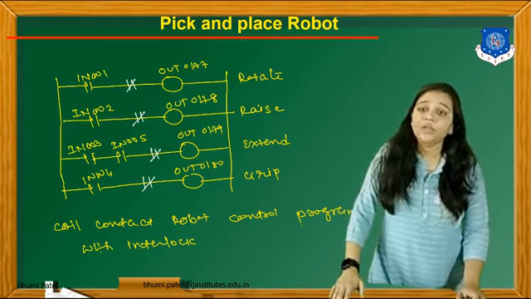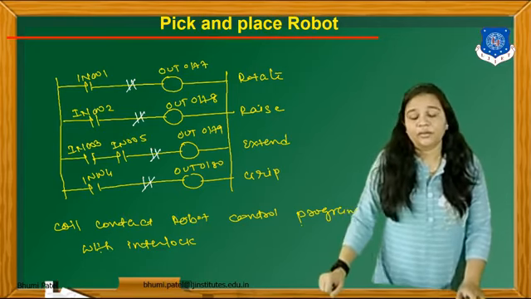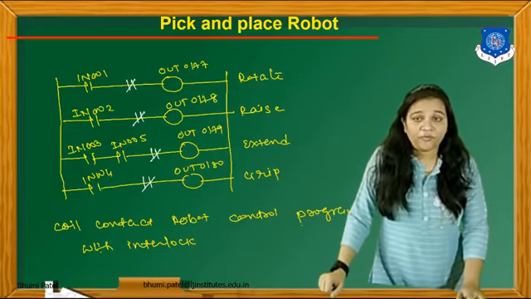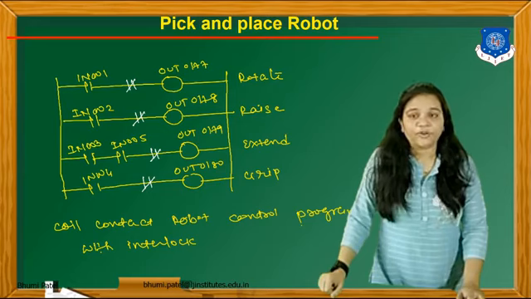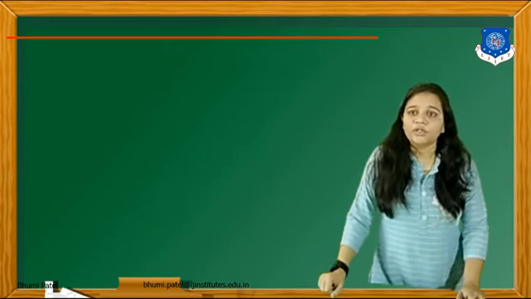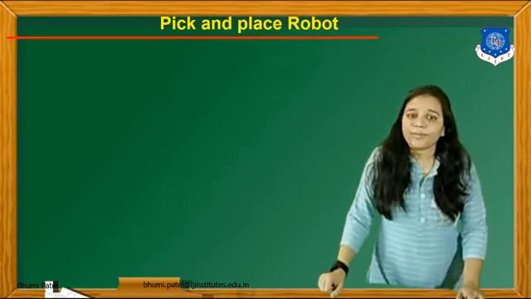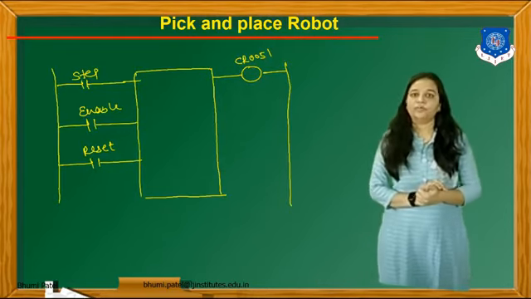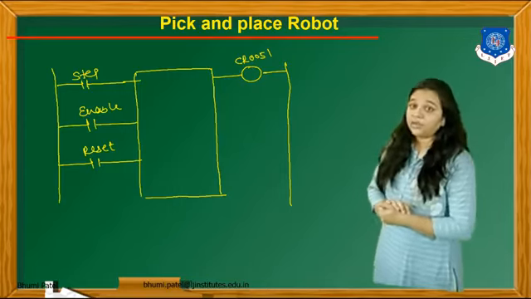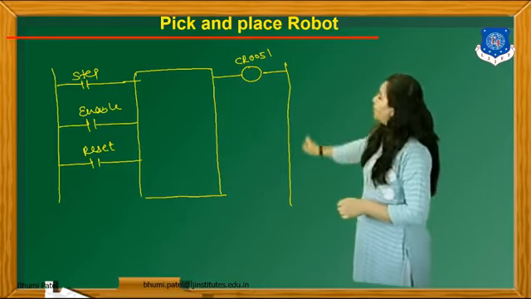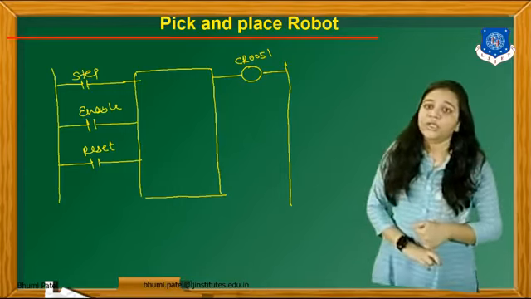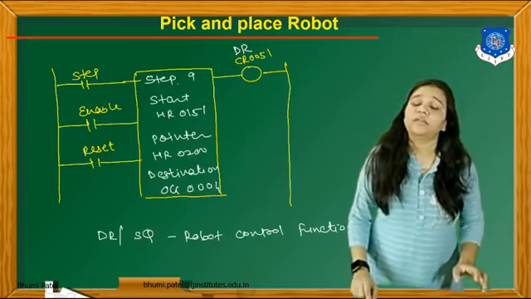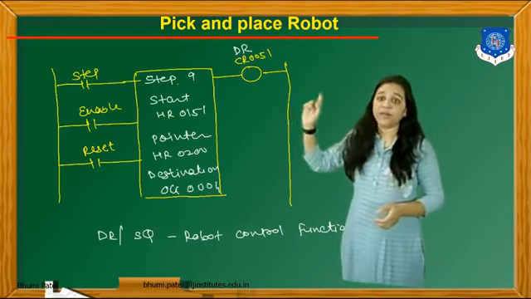Okay, now this is the coil format used in the pick and place robot. If we have to use the block format for the pick and place robot, what is the block format of the pick and place robot? So this is the block format of the pick and place robot. We have to take 3 compulsory inputs: step, enable and reset. Now in the block format, they will write down step 9.